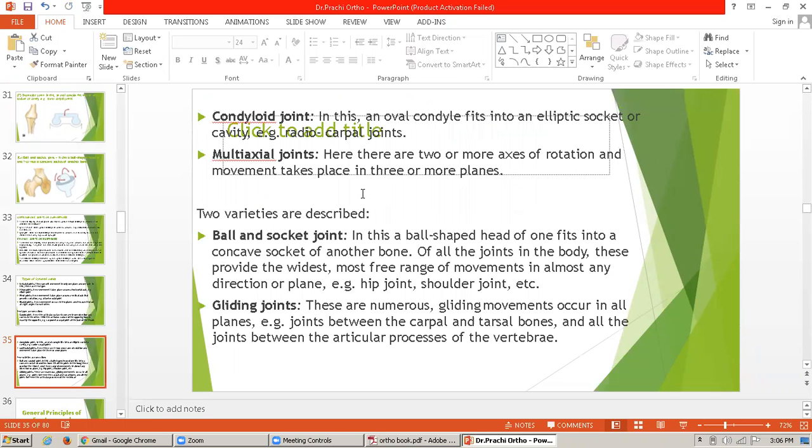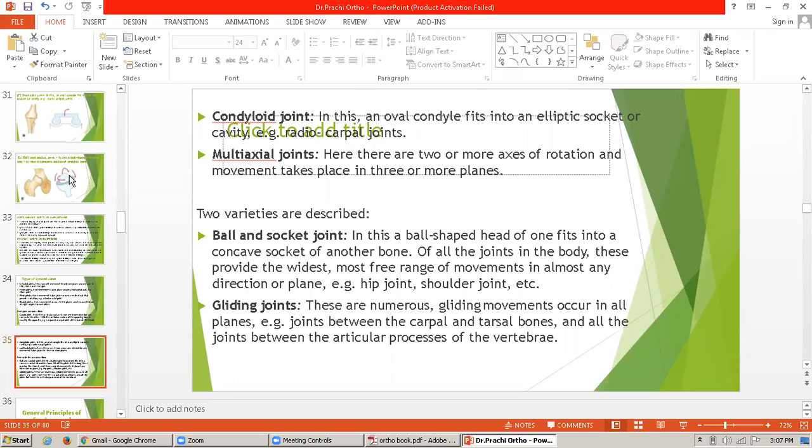The two varieties are described, that is, firstly a ball and socket joint. In this, the ball-shaped head of one fits into the concave socket of another, and of all the joints in the body, these provide the widest, most free range of movement in almost any direction or plane. For example, the hip joint and the shoulder joint.